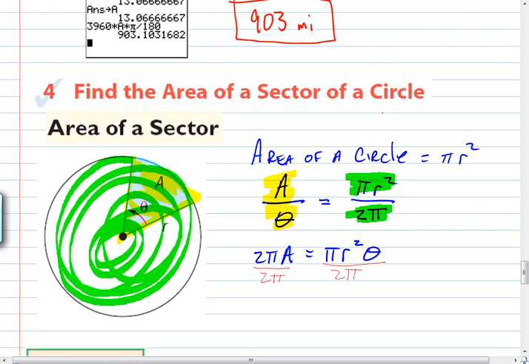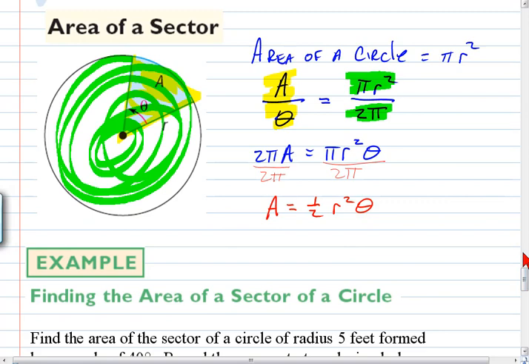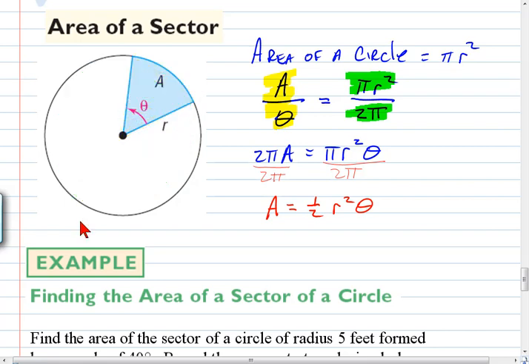When I divide by 2 pi, I end up with A, the area of a sector, is equal to 1/2 r squared theta. Because the pi's cancel out, the 2's still in the denominator, so I'm just going to pull it out front. If you want to write it r squared theta over 2, you can, but that's the same thing as 1/2 r squared theta, which is how we actually write the formula for the area of a sector. But this is how you develop it. In case you forget the formula, you just set up a proportion between the area of a sector and the area of a circle, as long as you know that a circle has a central angle of 2 pi radians.